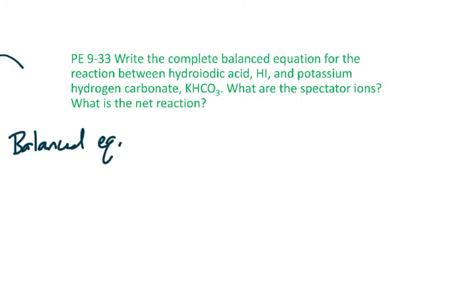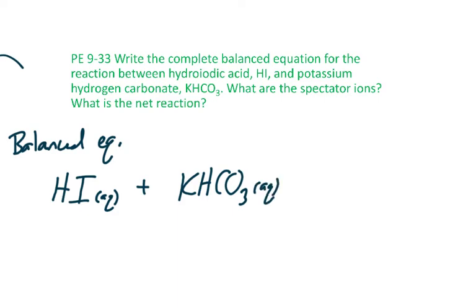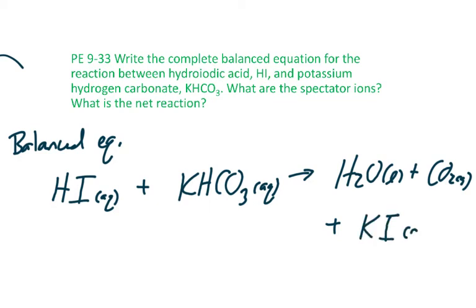So let's do that. So we have HI plus potassium hydrogen carbonate. And without really needing to balance anything yet, we know what we get, right? We get water and CO2. So we get H2O plus CO2 gas. And in this case, we'll have a salt as well. We get KI dissolved in water. That's the spectator ions.